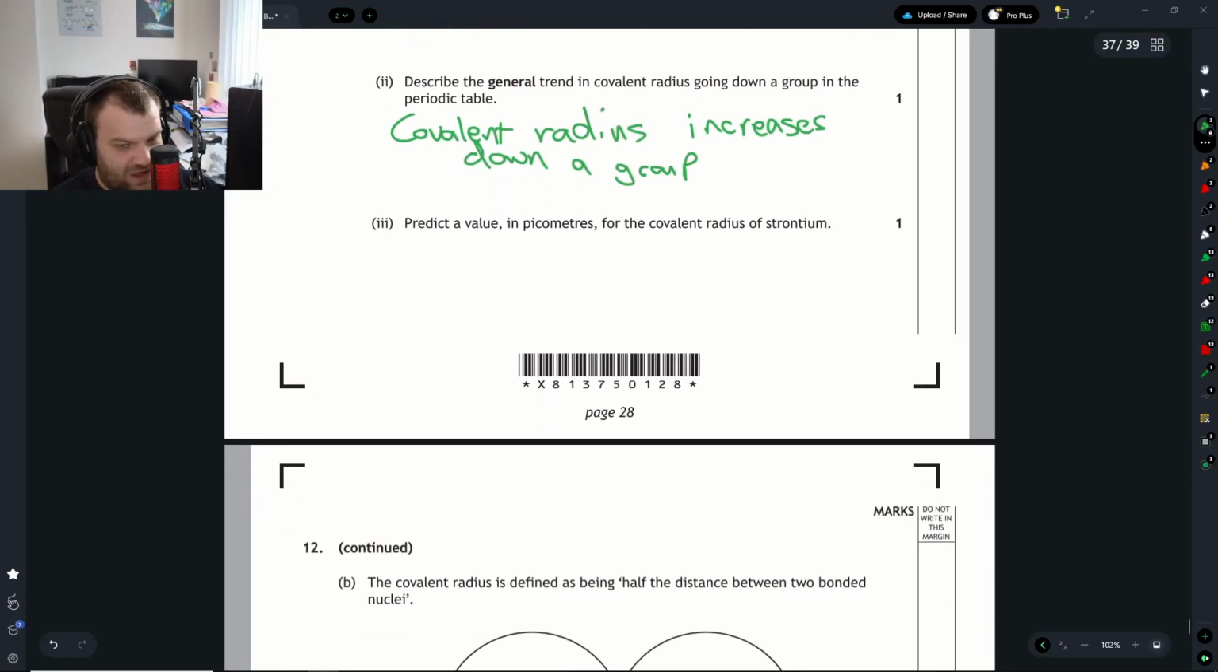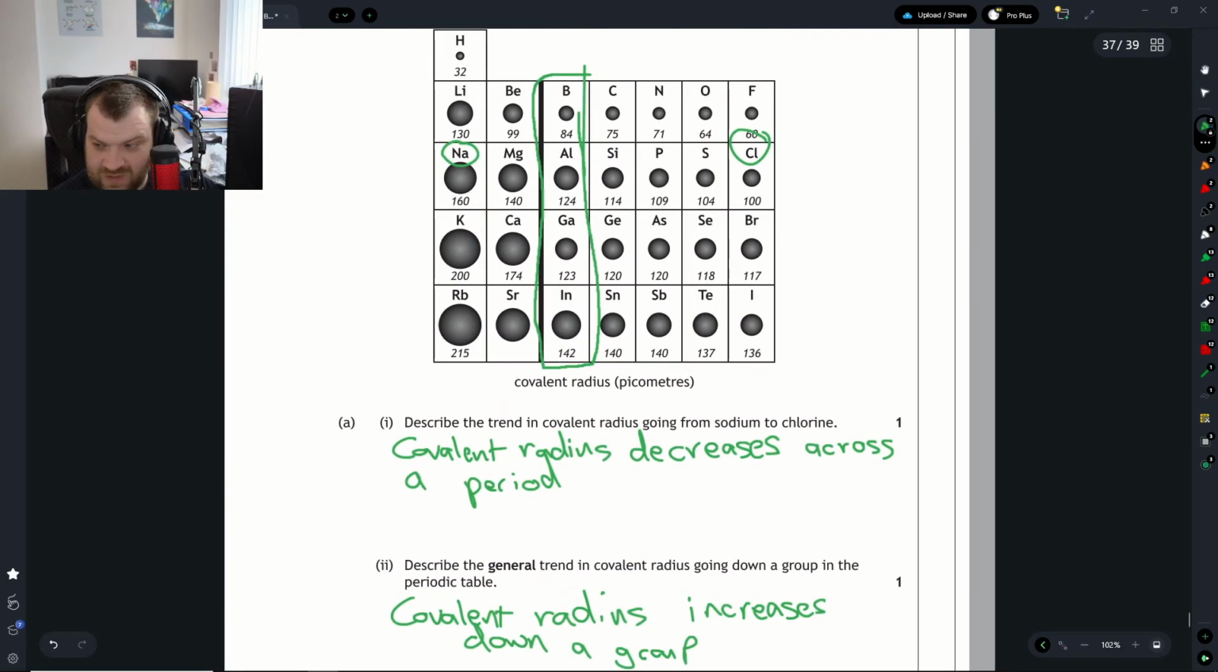Predict a value in picometers for strontium. We spoke earlier and said that as you go down, it's going to get bigger. So we need a number bigger than 174. Is there a pattern that we see? Well, the first jump from here to here, we've added on 41. From here to here, we've added on 34. It's likely to be a smaller value again.